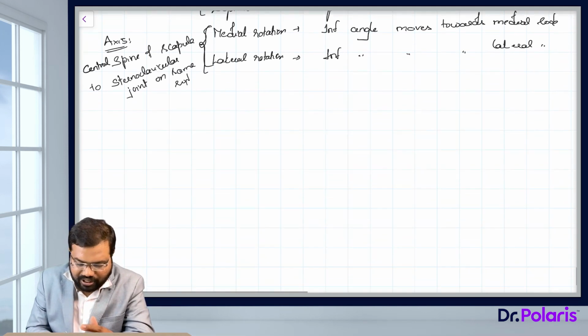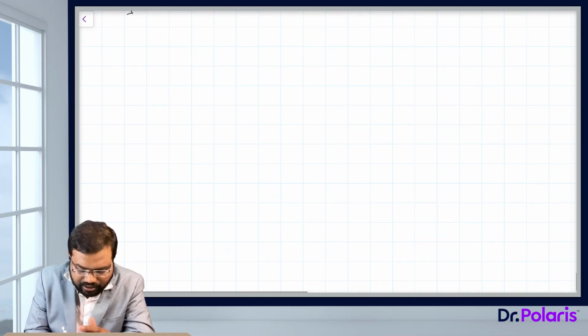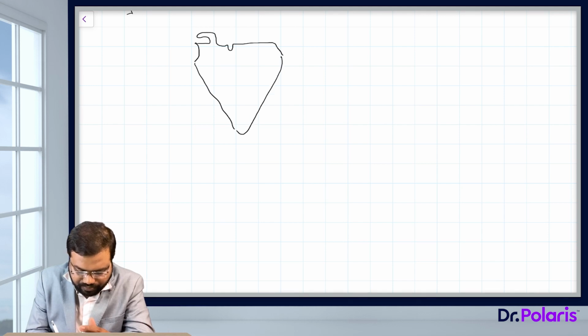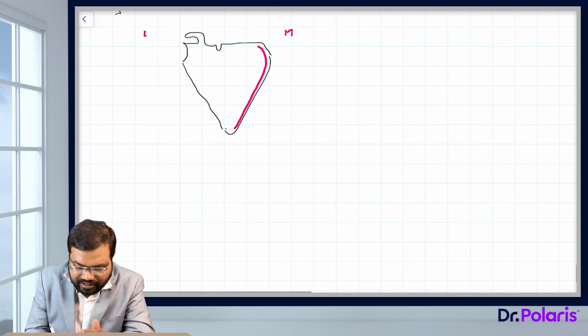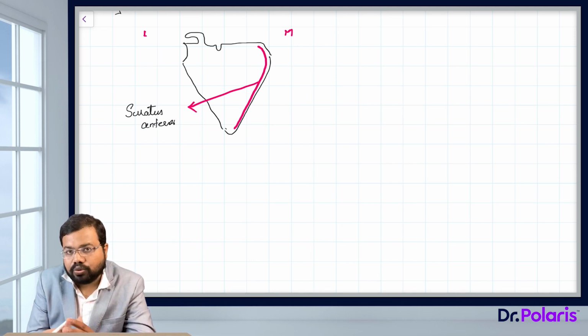First, protraction and retraction. This is the scapula in the front view, where we have the coracoid process projection and a notch here. Now, this is the medial border and this is the lateral border. On the lateral side, there is a pull of the muscle called serratus anterior, pulling forwards and laterally.